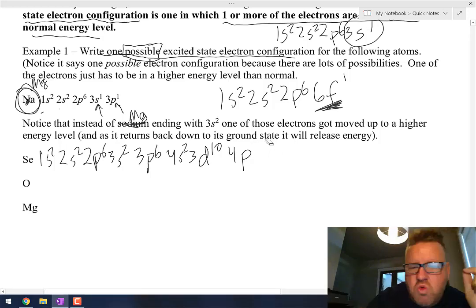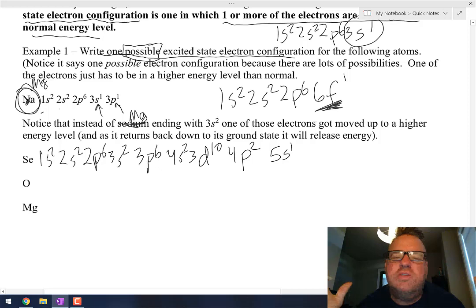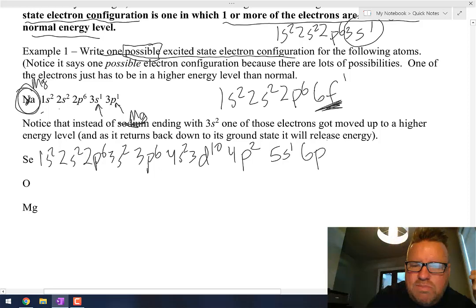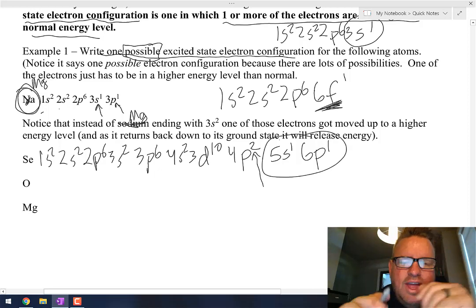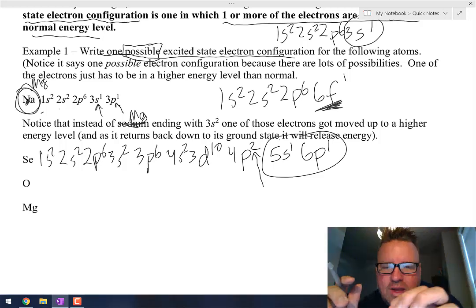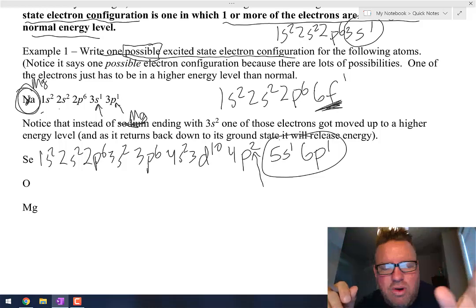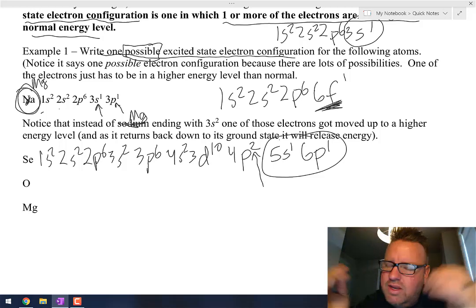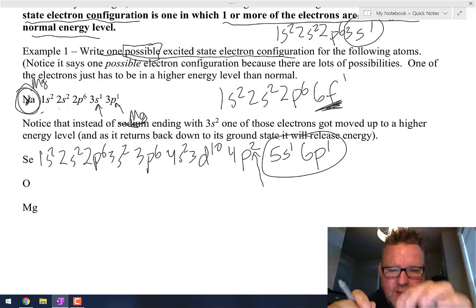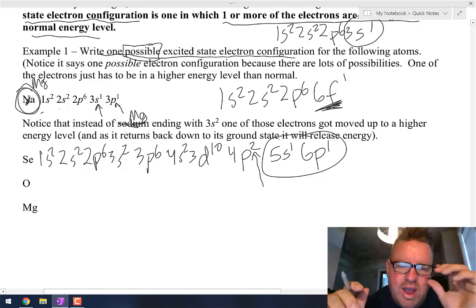So I'm going to take 2 electrons this time. I'm going to go 4p2, and then 5s1, and then 6p1. How am I doing this? I'm just making this up, guys. So I took 2 of the electrons that are normally there, and I moved them into a higher energy state. Could I have put them both in 5s and made it 5s2? Sure. Could I have put them both in 6p and made it 6p2? Sure, it doesn't matter. What matters is you move 1 or more electrons from the ground state up to a higher energy state.